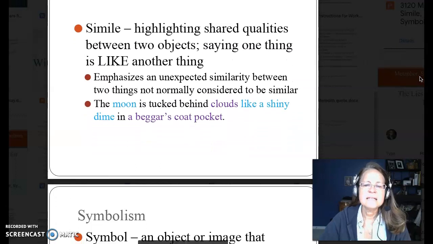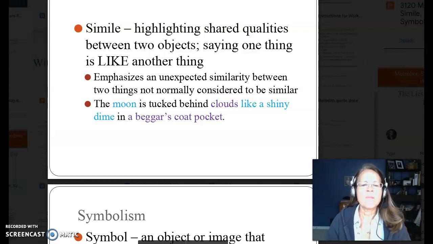A simile highlights the shared qualities between two objects, but does this by saying one thing is like another rather than asserting that one thing is another. A simile emphasizes some unexpected similarity, a striking resemblance that outside the context of that poem or that story or that essay we might not recognize.